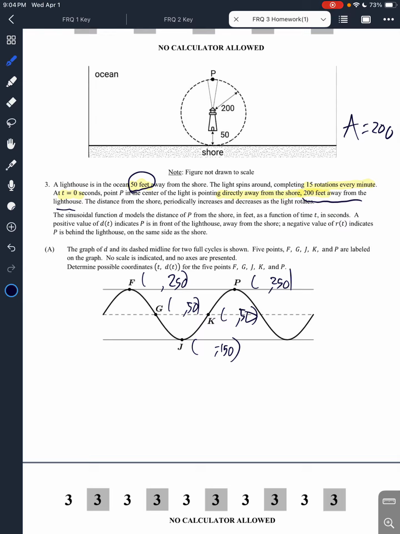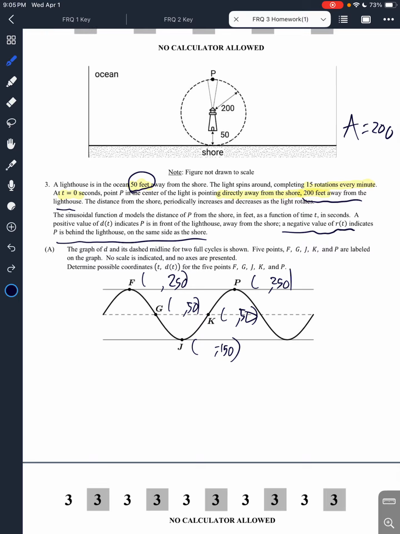As it says here, a negative value of r of t is behind the lighthouse on the same side of the shore. So the negative means it's 150 feet towards the lighthouse, or onto the shore. This image is not totally to scale, as it says down there. So getting the y coordinates here is worth 1 point. That's usually a little bit easier than getting the x coordinates.